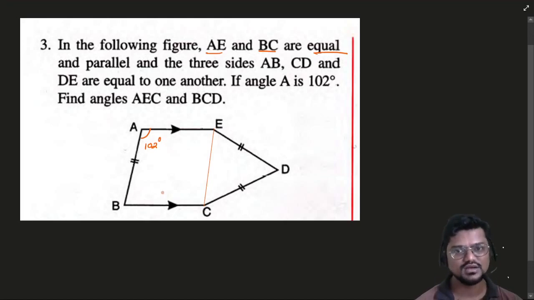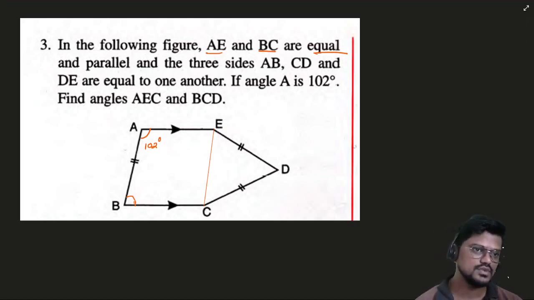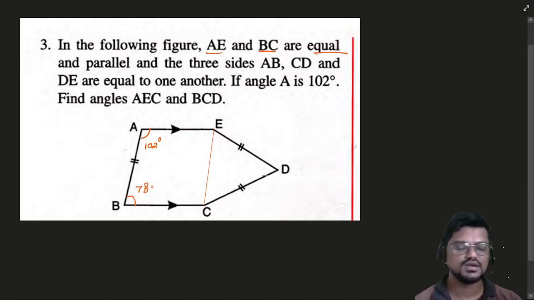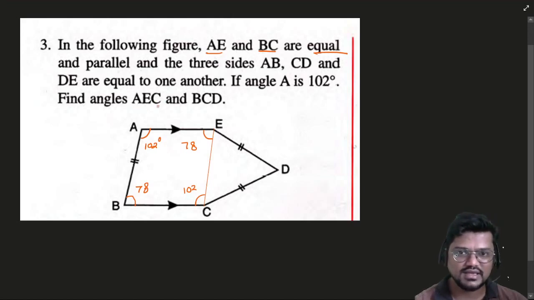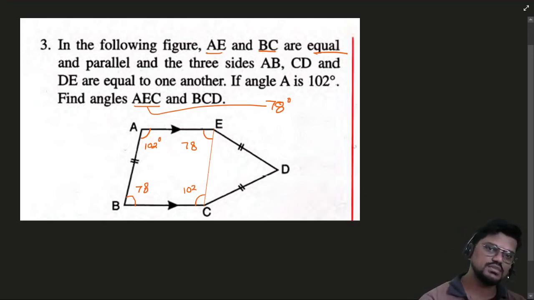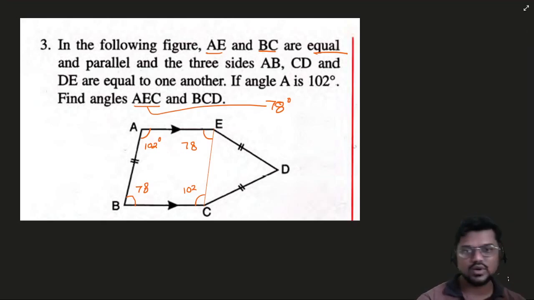Now, once you know it is a parallelogram, if this is 102, what will be this angle? 180 minus 102. That is how much? Sir, 78. This will be 78. This will be 102. Opposite angles will be equal. This is also 78. So what did they ask? Angle AEC. 78, sir. Yeah. So angle AEC is done. That is, this is 78 degrees. Now we need to find what is angle BCD. Yeah. Now one more thing.